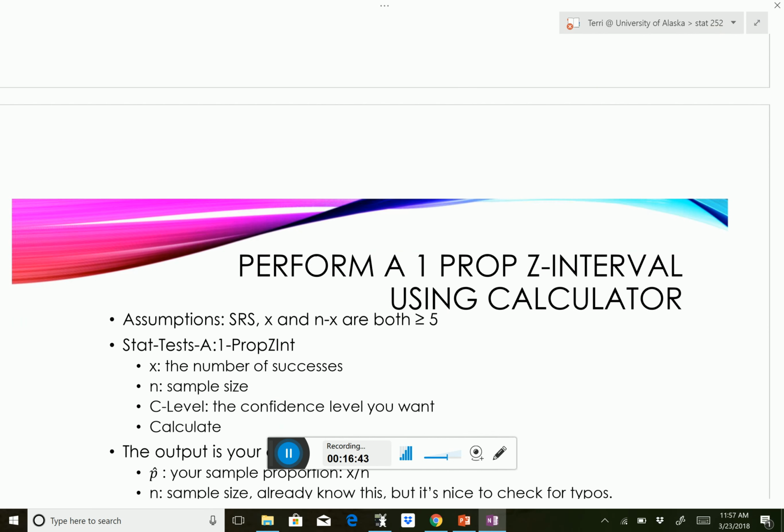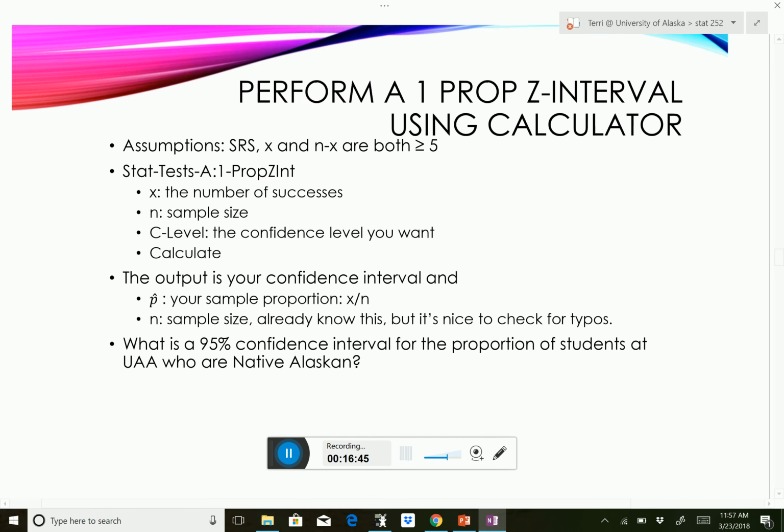Okay, so let's use our calculator to do this as well. Now, again, our assumptions, we go to 1 prop zn. This is very simple. You just put in the number of successes, the sample size, the confidence level, and hit calculate, and you're ready to go. Okay, and the output is just going to give you your confidence interval, your p hat, and your n.